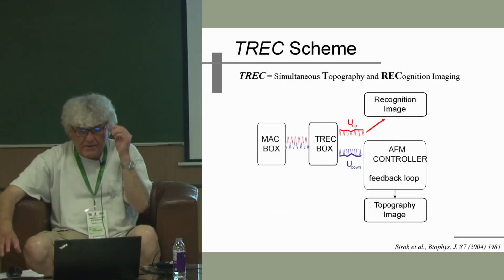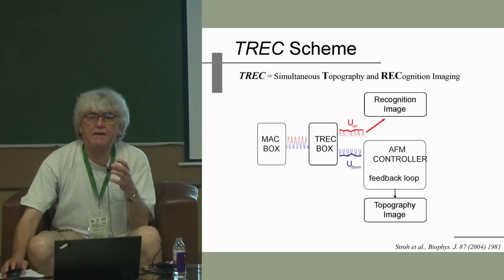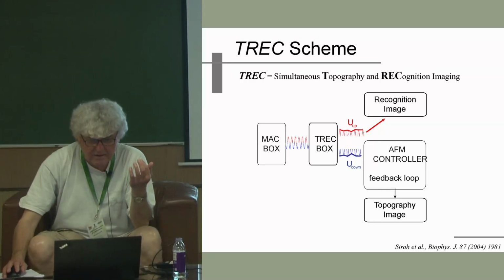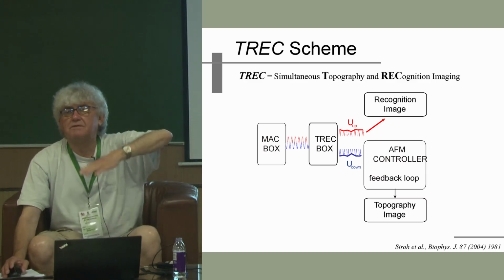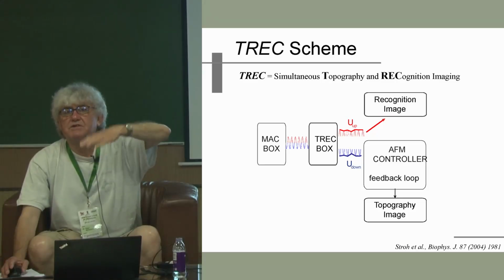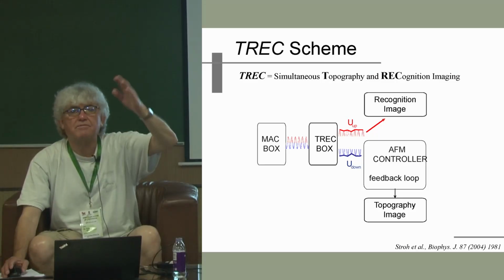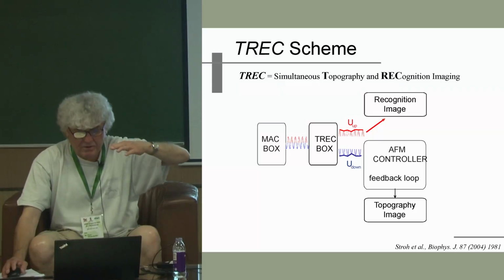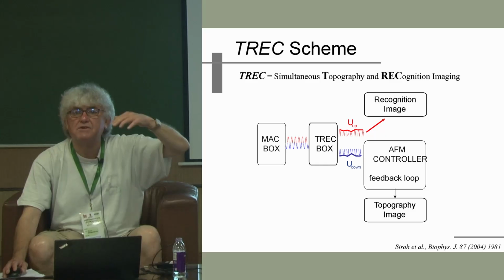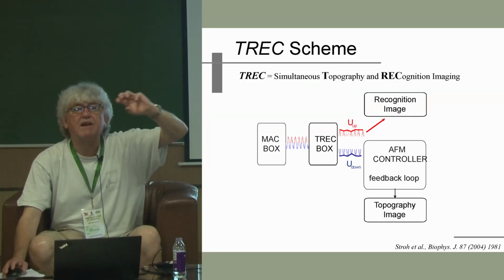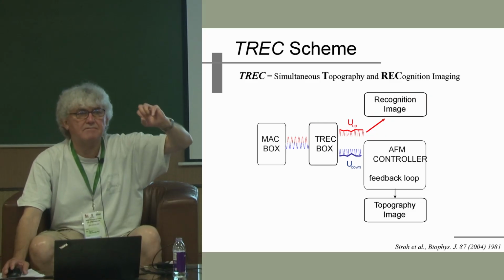Okay, so because upstrokes and downstrokes are independent from each other, we can separate them and use the downstrokes. We feed the downstrokes into the AFM controller, into the feedback loop, and get a topography image. So in the feedback loop, we just servo on the downstrokes and not on the full amplitude as in normal tapping mode. And we detect the peaks for the recognition image. This shows us where we can localize binding events with this.